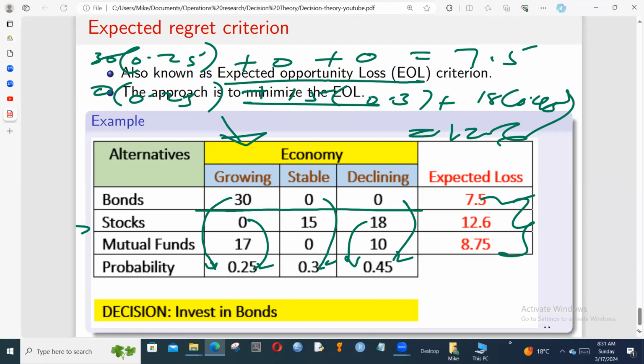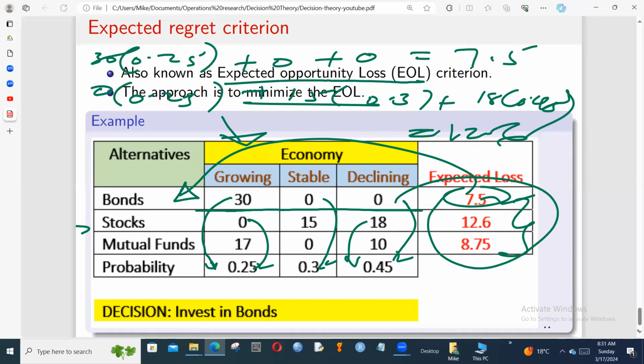Now we look at these three and ask which one is the minimum, because we want to invest in the option that gives us the minimum loss. The minimum expected loss, 7.5, is the lowest and corresponds to bonds. So based on the expected regret criterion, one will opt to invest in bonds. That is how we carry out decisions under the environment of uncertainty and under the environment of risk as far as decision theory is concerned.